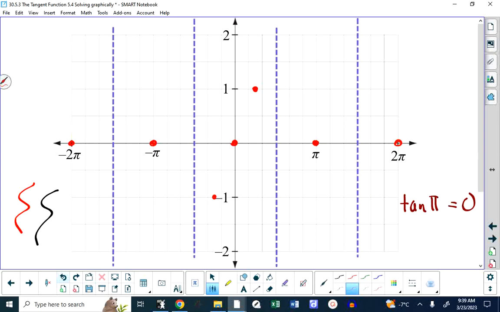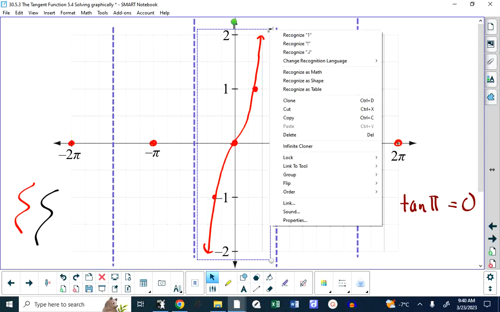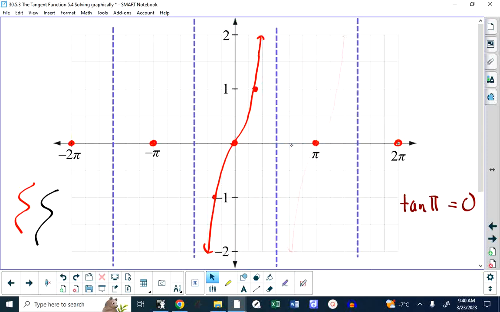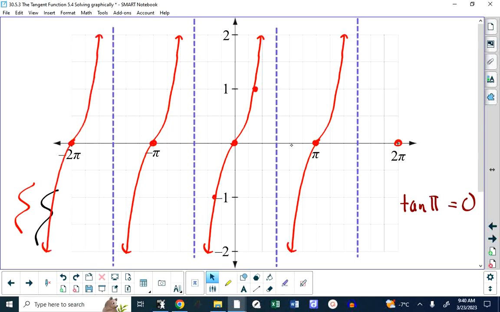It's going to go through here gently sloping up and here gently sloping down, and that thing is going to repeat every time in between those pairs of asymptotes. So what we're going to end up with is this situation.